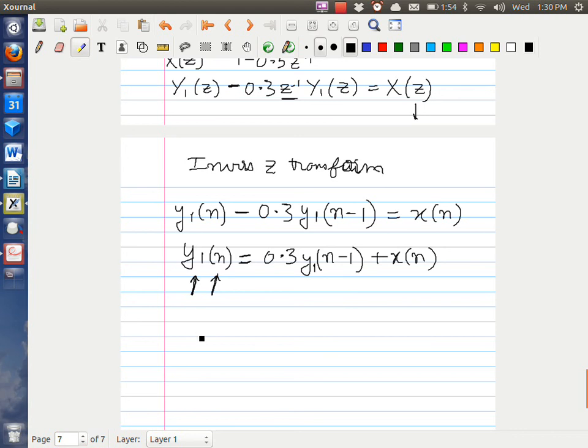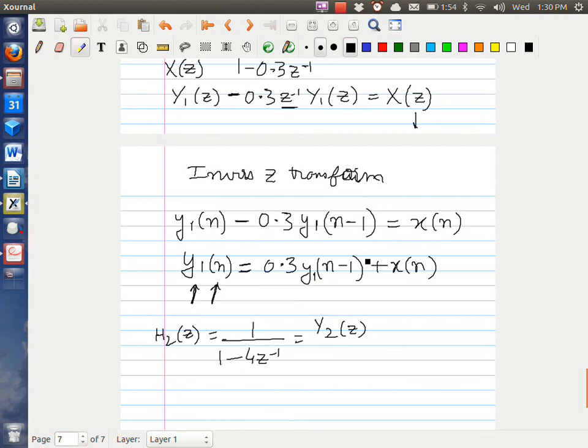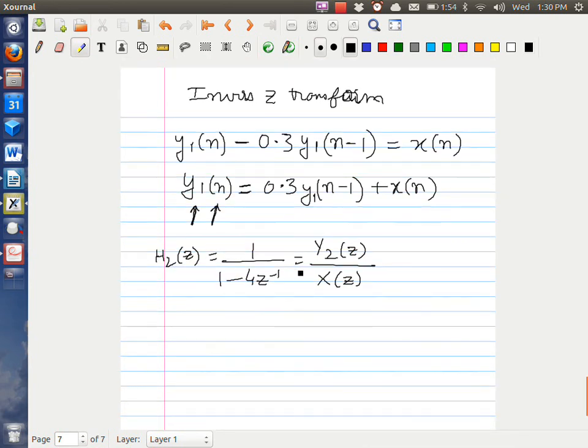And then for the second system, H2 of z is 1 over 1 minus 4 z inverse, which is Y2 of z over X of z, because the output of the second system was y2, not y or y1. Again, you cross multiply and then you take the inverse z transform. I'm just going to write the equation that comes out. You get y2 of n minus 4 times y2 of n minus 1 equals x of n.